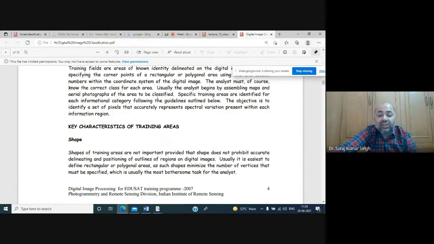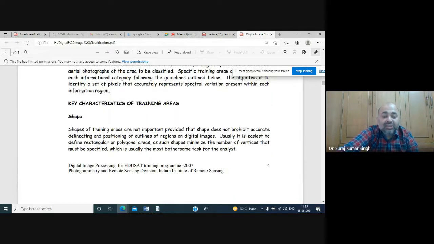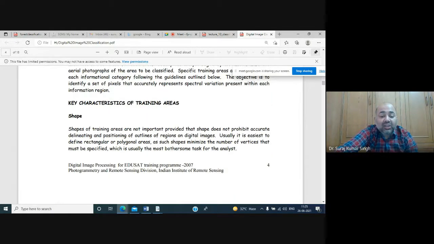So we'll select the grow region. Yesterday I showed you how in the software you select the data sets and select those as a sample area. So what are the important keys for taking the sample? One is that the shape of the training area is not important, provided that the shape does not prohibit accurate delineating and positioning of the outline on the digital image.